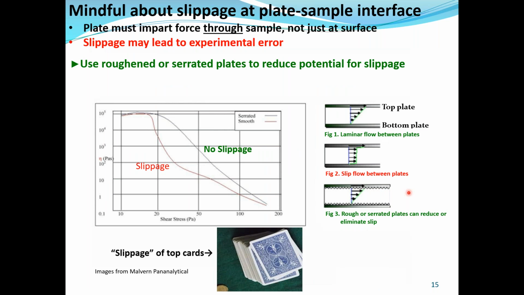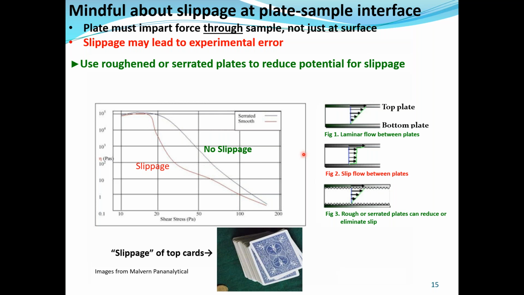I want to talk about some experimental considerations, and one is being mindful about the slippage at the plate sample interface. You may recall that we were talking about this deck of cards, and I mentioned that the top several cards were shifted from the rest of the deck. This is an analogy to slippage in our sample between the rheometer plates. This is often seen on this shear stress versus viscosity plot, where if you have slippage you'll see a sudden shift in your viscosity, versus if you don't have slippage, it's a nicer, smoother effect.